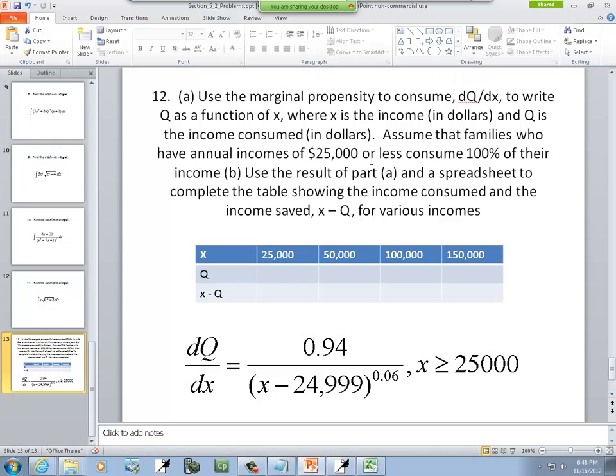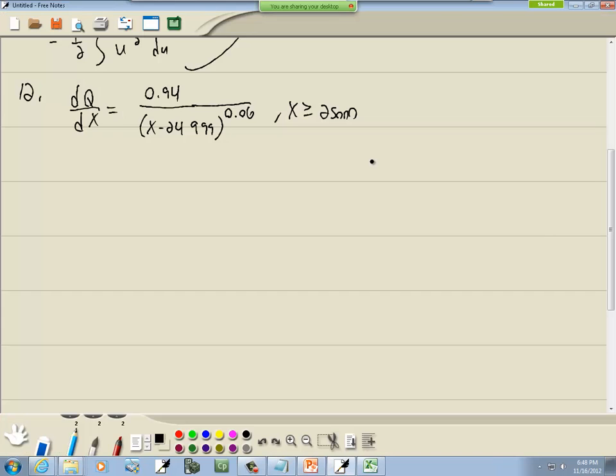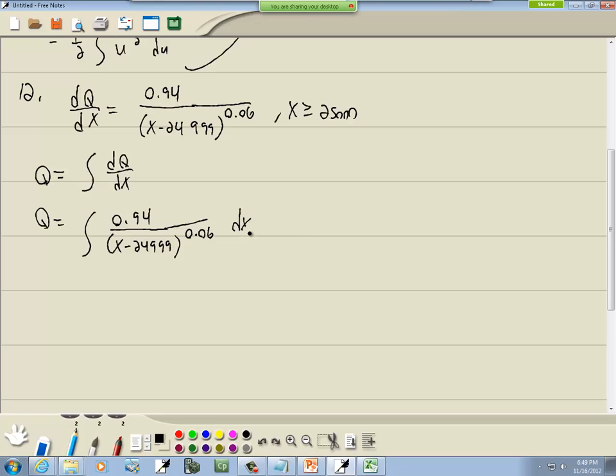Now they've come up with this formula in some manner. Don't really worry about right now how they came up with it. Well, we want to find q. So to go backwards to find what q is, we're going to take the integral of the derivative. So q is going to be the integral of 0.94 times (x minus 24,999) to the 0.06 dx.